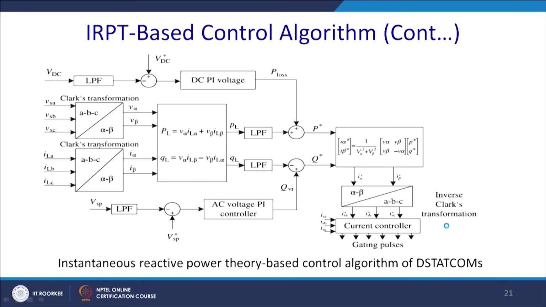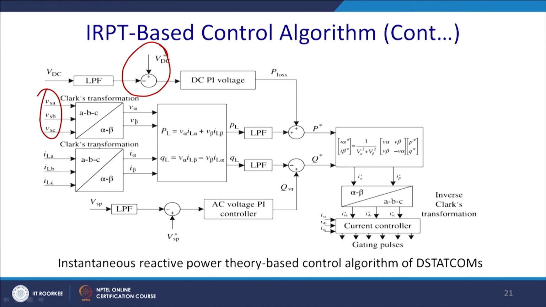Now, this is the model. So, VDC LPF. VDC minus the reference, so there is a PI controller that will maintain the DC bus voltage, and from there the P loss term will be calculated. You have current sensors and a pair of voltage sensors that will sense the voltage and current, and that is fed to the Clarke transformation block that is being computed by the microcontroller or DSP based processor online.